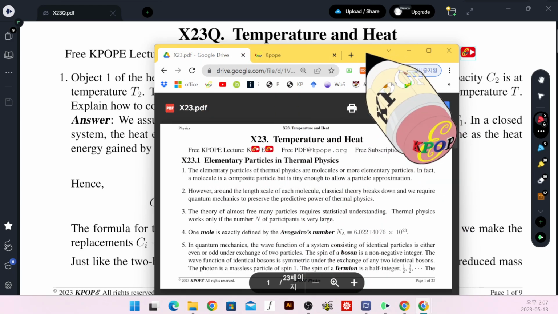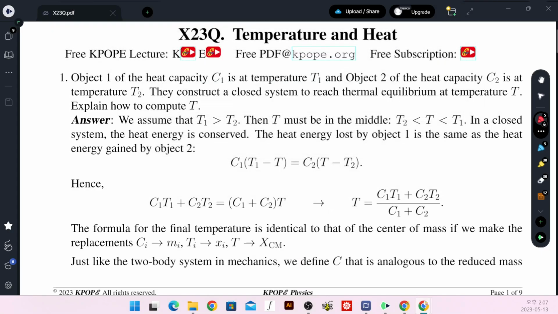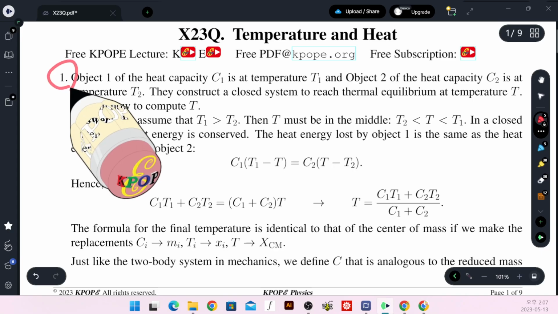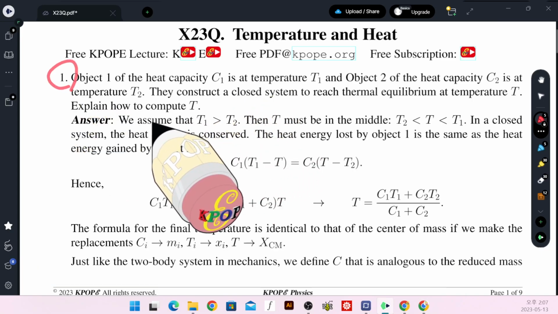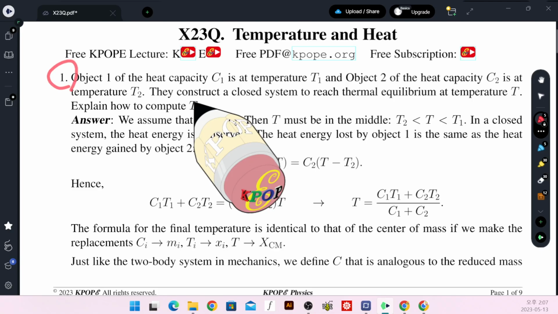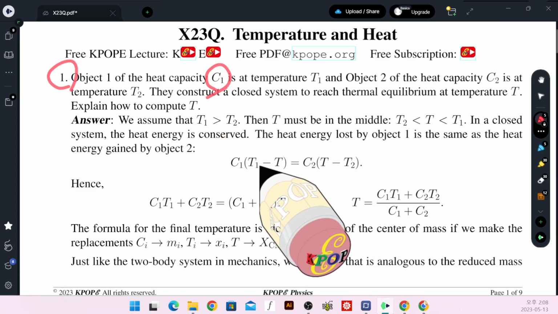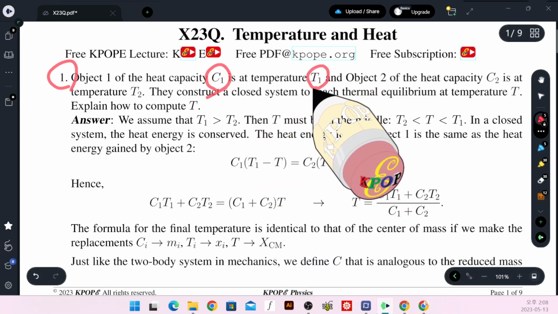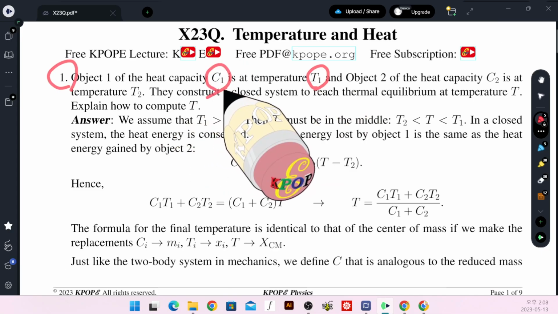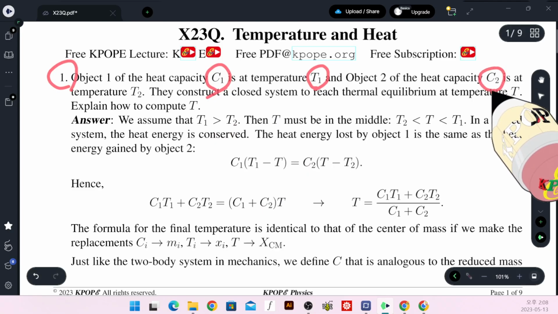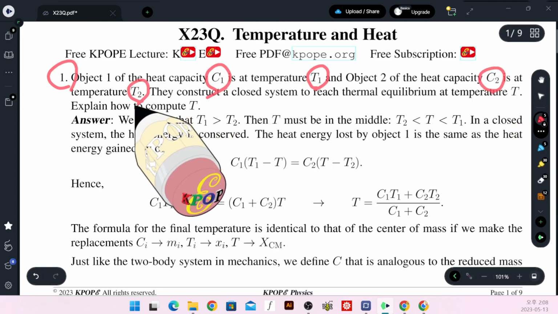Okay, let's begin with X23Q, temperature and heat. Number one, we are considering mixing hot water and cold water, and we assume the hot water is at temperature T1 whose heat capacity is C1, and the other part has a heat capacity C2 at temperature T2.